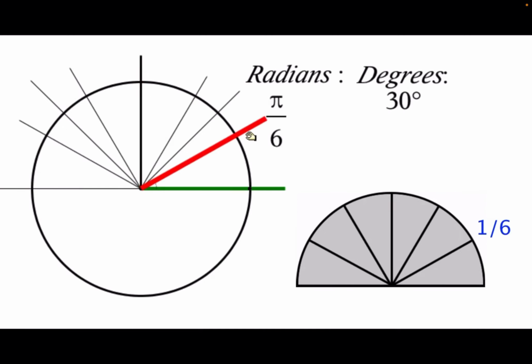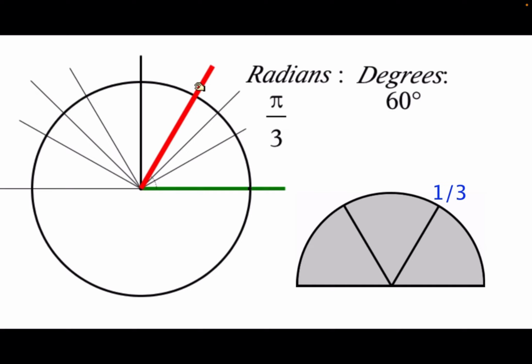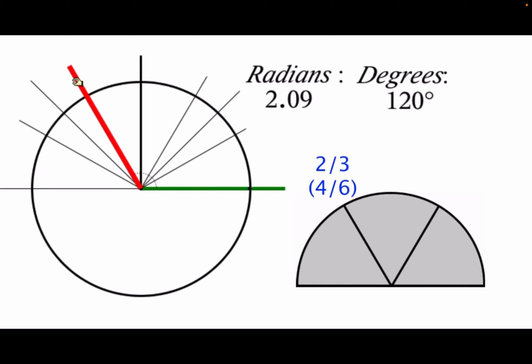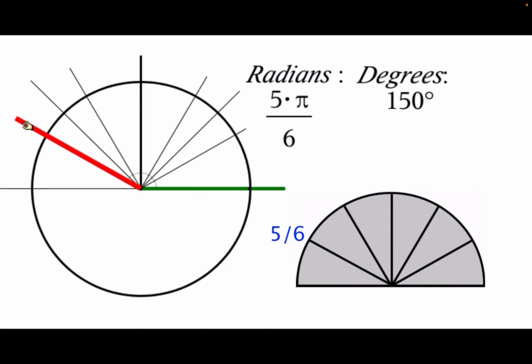There is 30 degrees, which is 1/6 pi. 60 degrees, which is 1/3 pi. 120 degrees, and although the radians didn't make it look nice, this is actually 2/3 pi, or 4/6 pi. And over here, 150 degrees, which is 5/6 pi.